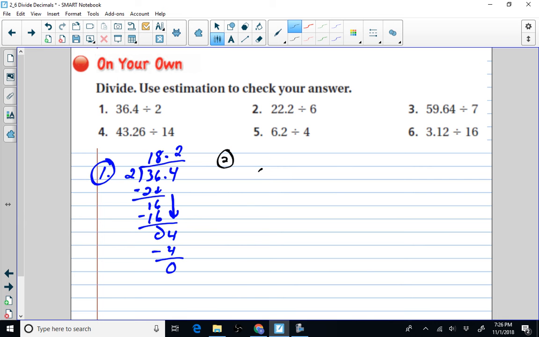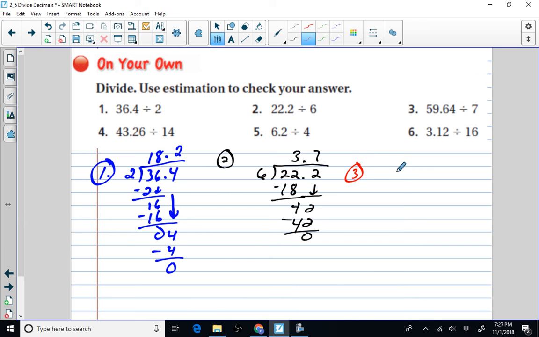Problem 2. 6 is my divisor. 22 and 2/10 is my dividend. Put the decimal point in my quotient. 6 goes into 22 3 times. 3 times 6 is 18. Subtract, I get 4. Bring down the 2. 6 goes into 42 7 times. 7 times 6 is 42. Subtract, we get 0. So the quotient is going to be 3 and 7/10.